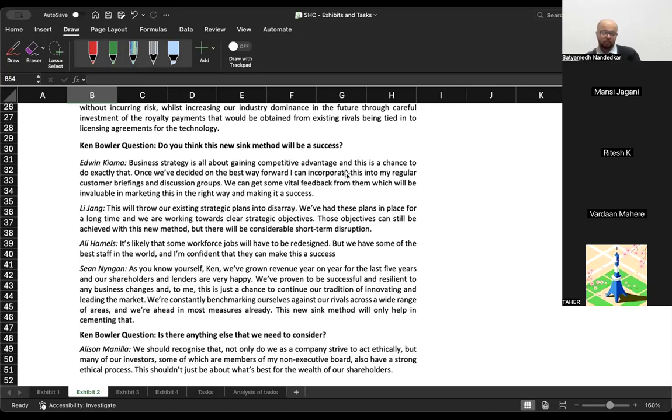We have had these plans in place for a long time and we are working towards clear strategic objectives. Those objectives can still be achieved with this new method, but there will be considerable short-term disruption. Ali Hamels, it's likely that some workforce jobs will have to be redesigned, but we have some of the best staff in the world, and I'm confident that they can make this a success.